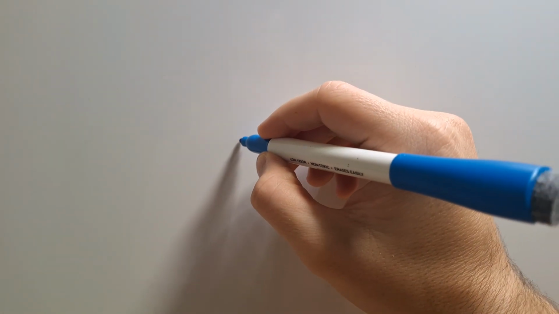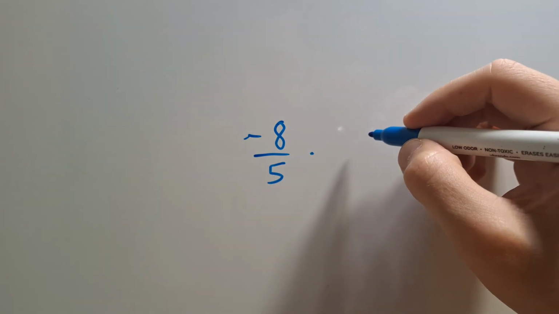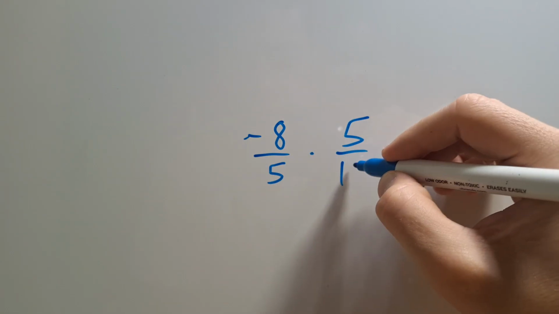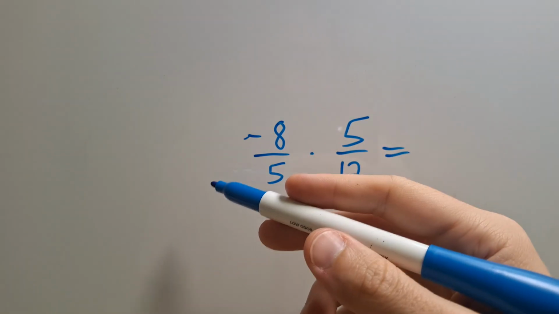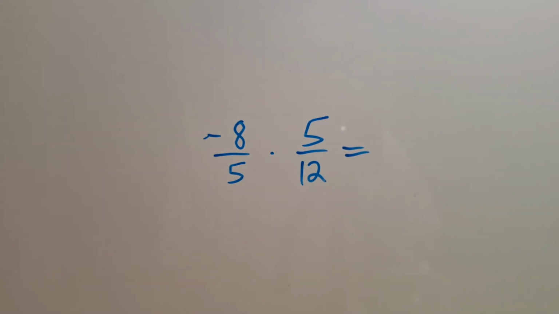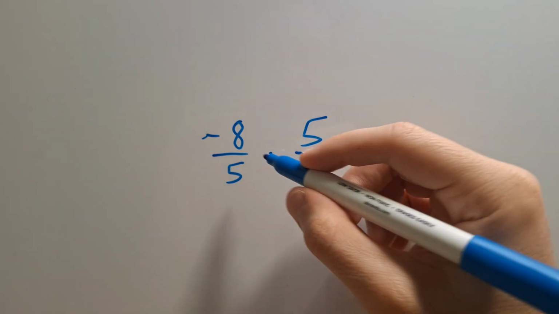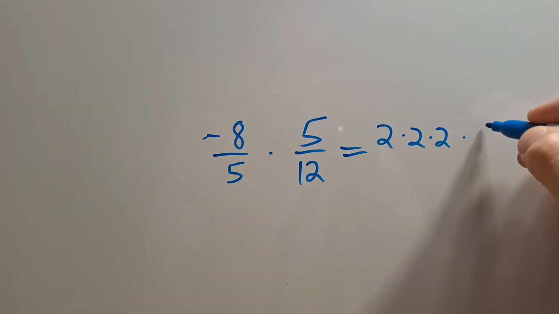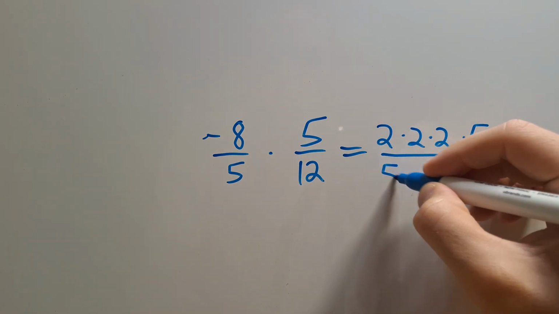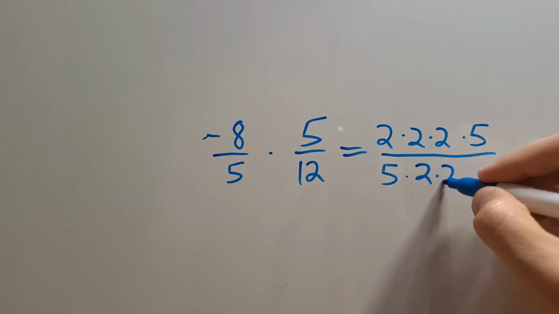Let's say I've got the following. -8/5 times 5/12. Now I'll put the negative on hold for just a moment because we know that we have a negative times a positive, so by rule this product will be negative. 8 is 2 times 2 times 2, and then 5 is prime. 12 is 2 times 2 times 3.